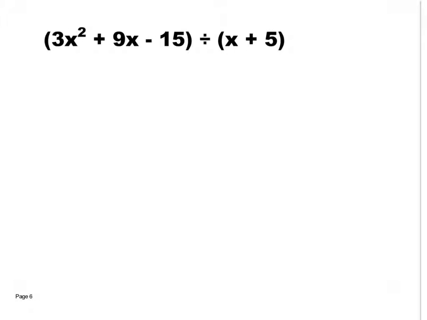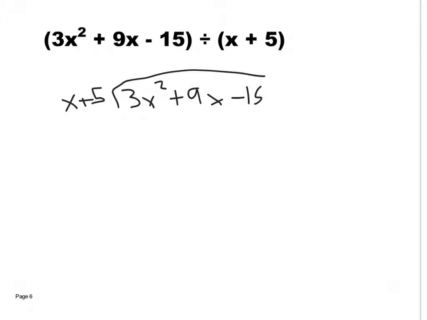Write this down. Alright, just glancing at it, I don't think I can factor, so I'm going to do this by long division. 3x squared plus 9x minus 15 being divided by x plus 5. What do I need to times x by to get 3x squared? It has to be the exact thing right here. So what do I need to times x by to make it 3x squared? 3x.